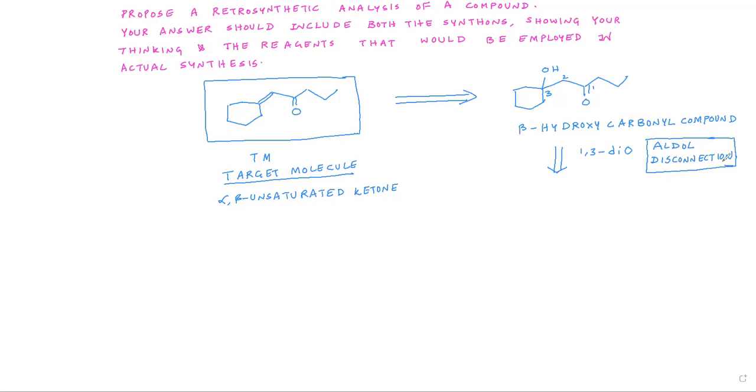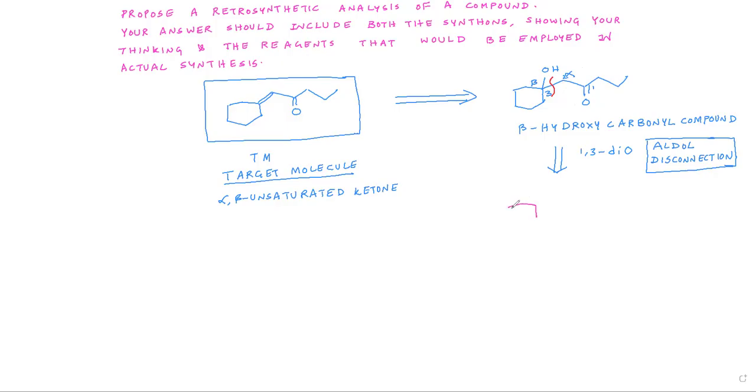In the aldol disconnections, as we know very clearly, the C-C bond is formed between the alpha and the beta carbons. So this is alpha, this is beta. The C-C bond is always formed between alpha and beta, so we have to disconnect between alpha and beta. Once you disconnect between alpha and beta, we'll get the synthons.